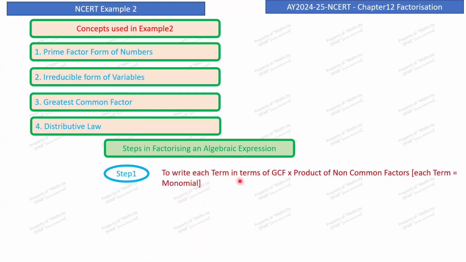Step 1, to write each term in terms of greatest common factor into product of non-common factors. So each term we need to consider, they are monomials, find out their irreducible form, and then all the terms, if it is having 2 terms or 3 terms or 5 terms, let us say 5 terms, you'll be finding the greatest common factor of all the 5 terms. Then each and every term we need to write as greatest common factor into product of non-common factors of each term. The term 1 will have its non-common factors, then the greatest common factor among all the 5 will be there. We need to multiply them so that each term is written like this.